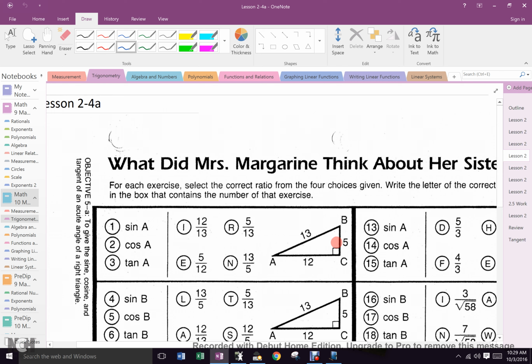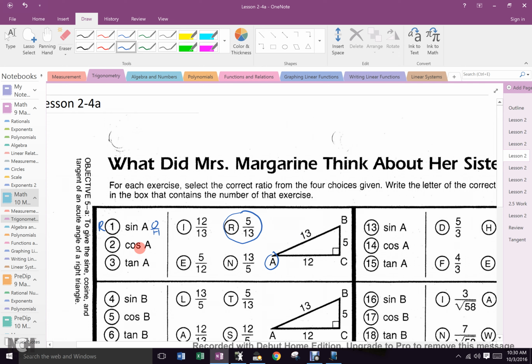Is this distance really 5 of anything? No, it's just written as 5, because triangle size doesn't matter. So I want the sine of A. Where is A? Right there. What is sine? O over H, correct? So what is opposite of A? 5. What is the hypotenuse? 13. So the sine of A is 5/13. Got it? So the number 1 gets an R.